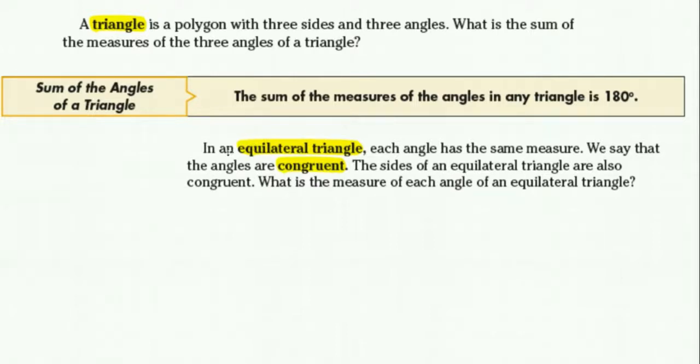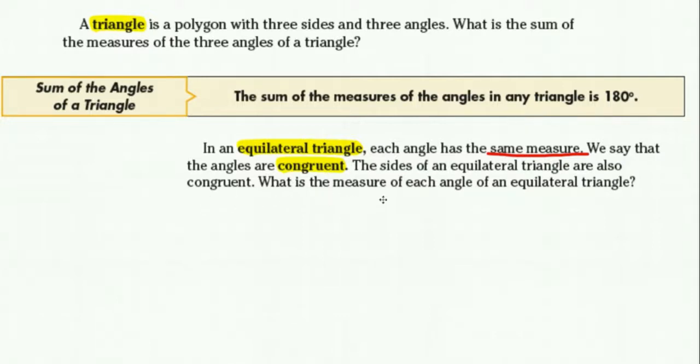And when we talk about triangles, you can classify a triangle as an equilateral triangle. In an equilateral triangle, each angle has the same measure. We say that angles are congruent, meaning same measure. So the word congruent means same measure. The sides of the equilateral triangle are also congruent, meaning the sides have the same measure.